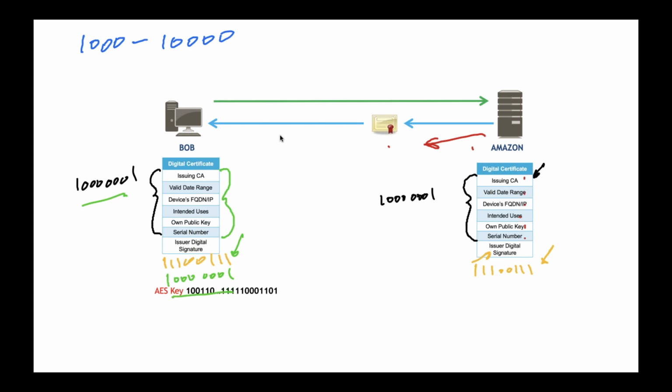So we generate this random 128-bit key. AES stands for the Advanced Encryption Standard. It's a symmetric algorithm that's really strong and very light. And so what's going to happen is Bob will generate this 128-bit key. We will now take that key and we will encrypt it with Amazon's public key here. And we end up with this number, which is now encrypted.